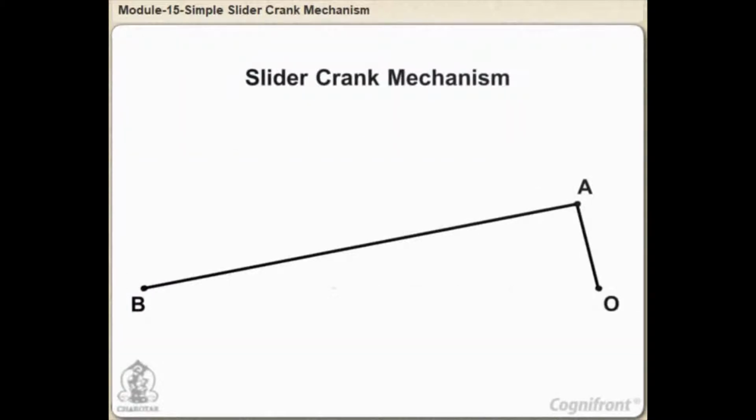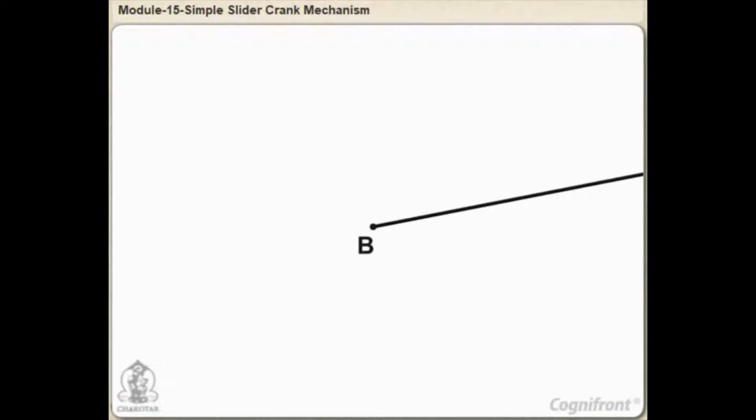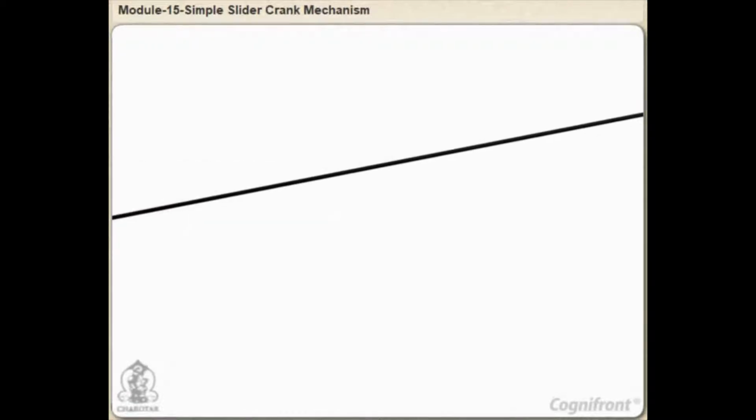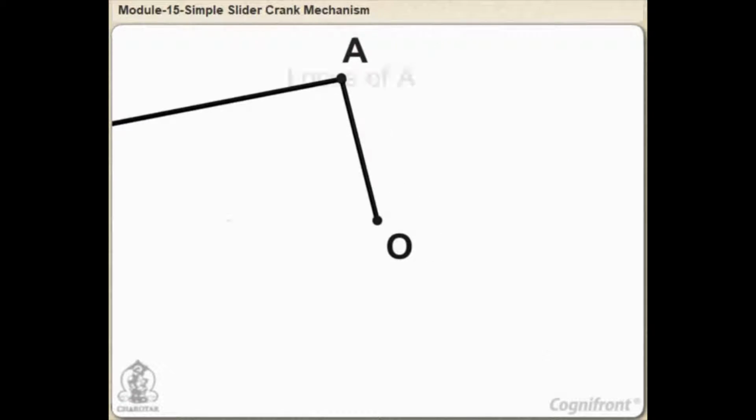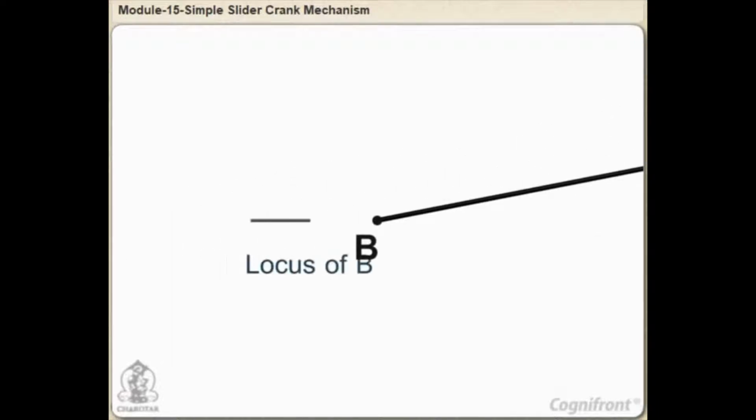The slider crank mechanism. This mechanism is explained as follows. The end A of the connecting rod AB is connected to the crank OA, which rotates about O. The other end B is attached to a slider which slides along a straight line. The locus of A will be a circle and that of the end B will be a straight line.